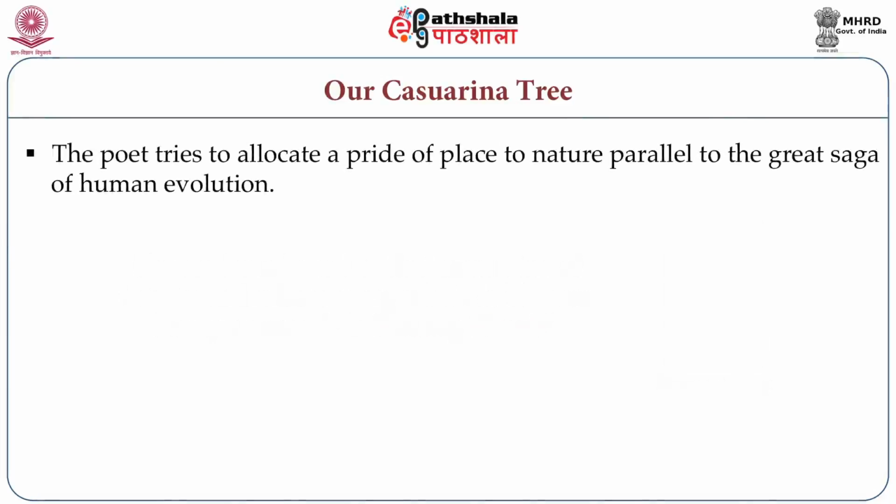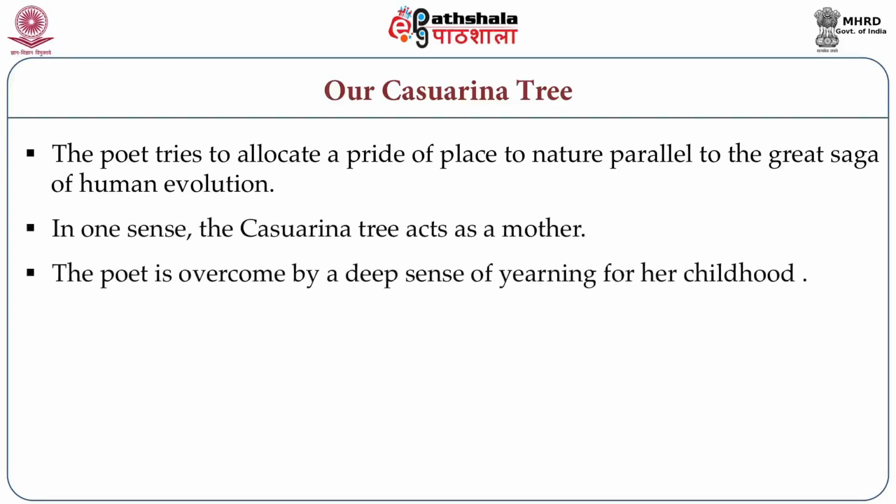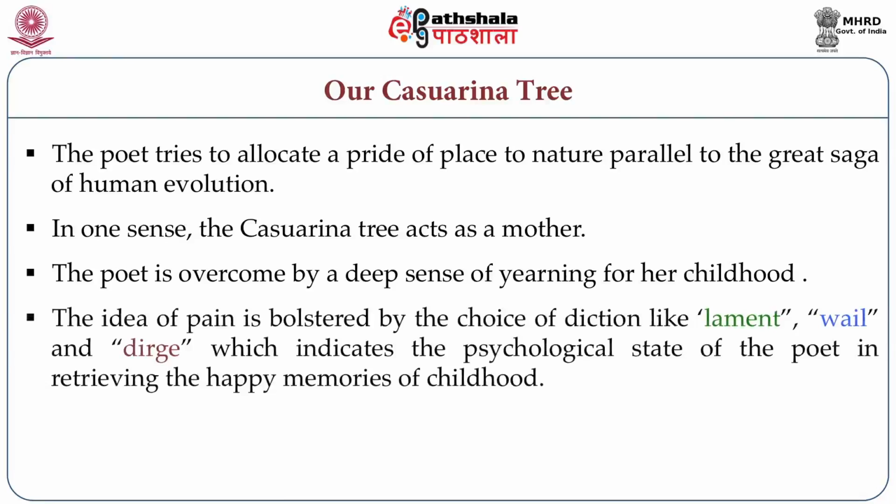The poet tries to allocate a pride of place to nature parallel to a great saga of human evolution. In one sense, the Casuarina tree acts as a mother. The poet is overcome by a deep sense of yearning for her childhood. The idea of pain is bolstered by the choice of diction like lament, wail, dirge, which indicates the psychological state of the poet in retrieving memories of childhood.